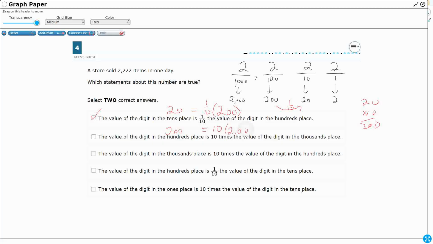Ooh, is 200 going to be 10 times 2,000? No, that doesn't work. It's 1/10. If it had said 1/10, we would have been good. So no on this one.